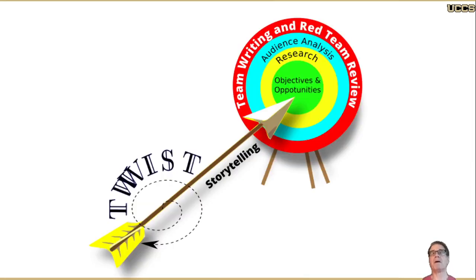So this is the sort of second ring of our TWIST approach. We have gone through objectives and opportunities, and now we're going to do research. In fact, when we're doing opportunities, we're doing a little bit of research, so it's a natural connection, but now we're going to dig a little bit deeper.